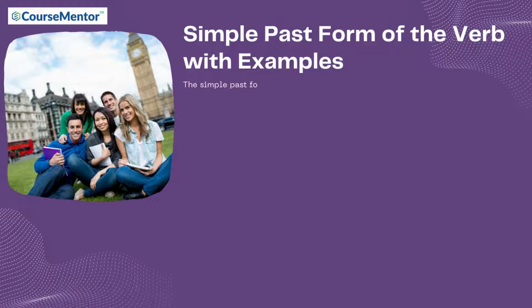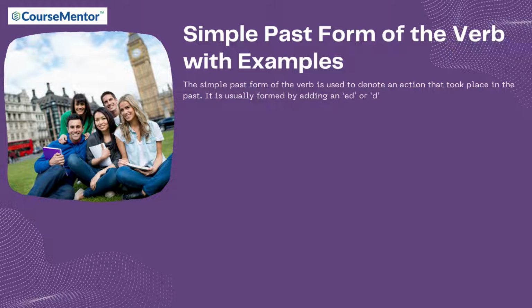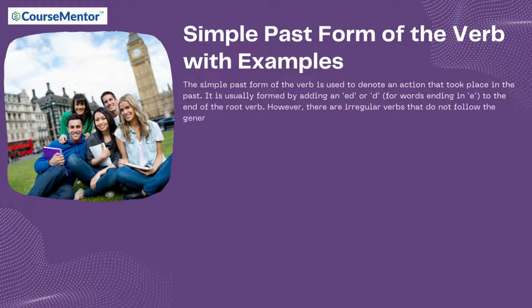Simple past form of the verb with examples. The simple past form of the verb is used to denote an action that took place in the past. It is usually formed by adding an ed, or d for words ending in e, to the end of the root verb. However, there are irregular verbs that do not follow the general rule. Let us look at a few examples of the simple past form of the verb.